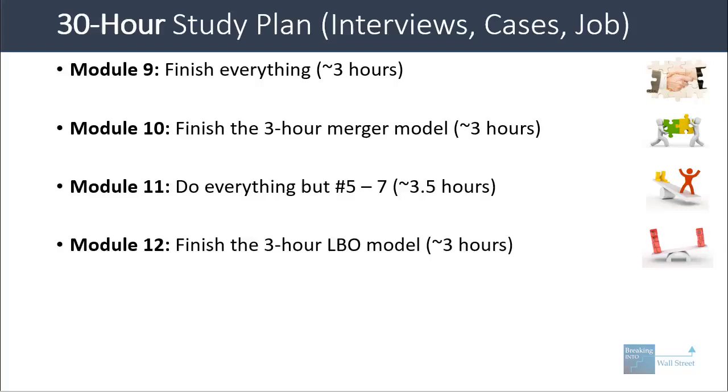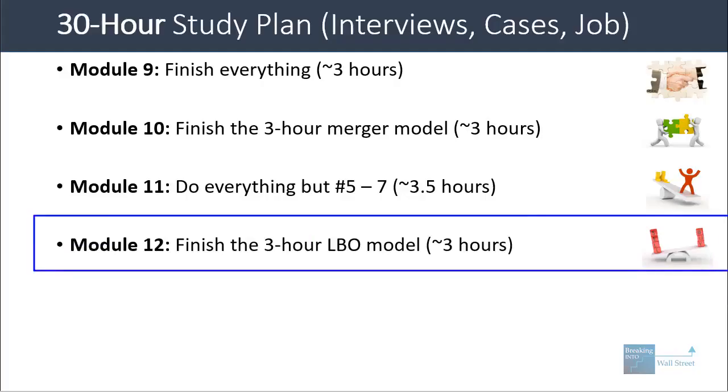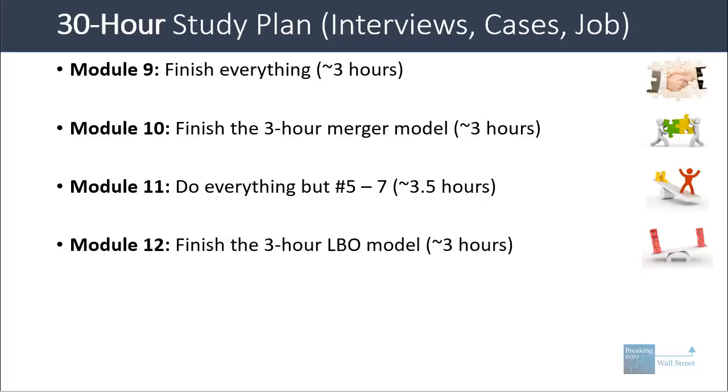And then in Module 12, we have a 3-hour LBO model. Again, this will be good case study practice, especially if you are preparing for private equity or you're thinking about it in the future. So that's what I recommend overall.